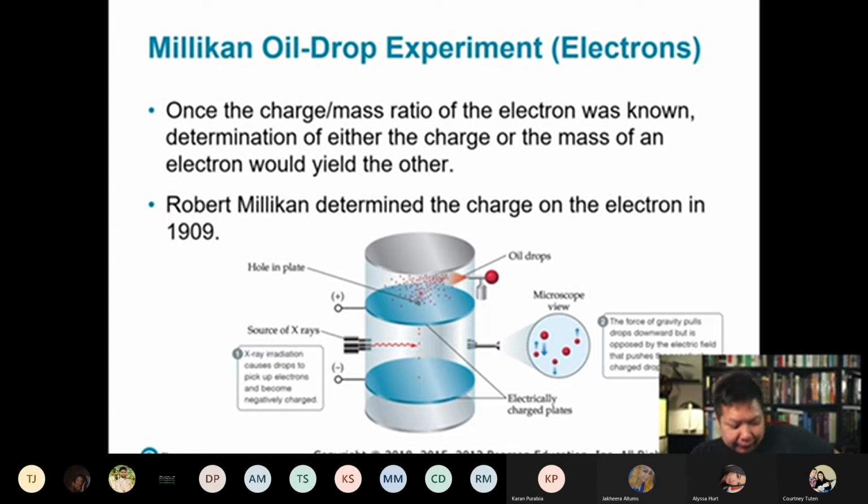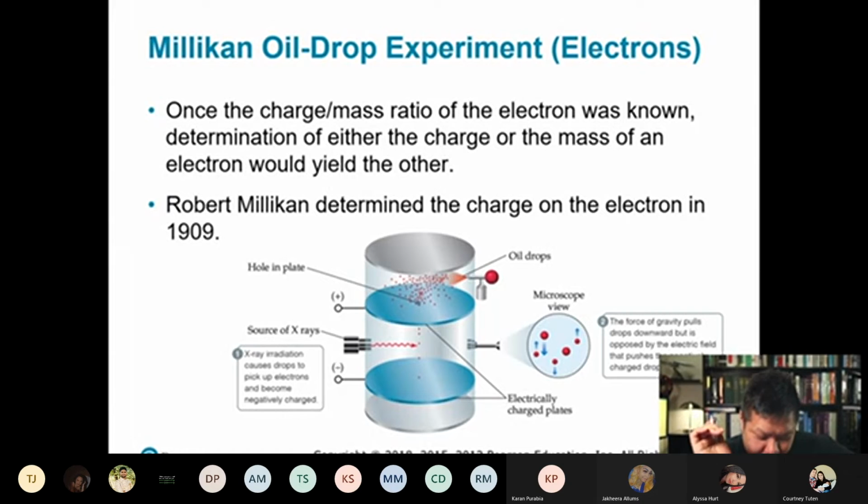Okay, so this is an even better experiment. I think this is even cooler. So here's this guy named Millikan, and Millikan did this thing called the oil drop experiment, so that he could figure out what the charge of electrons was. Like I said, most people knew already, or at least thought, that electrons were negatively charged, but this really did it.